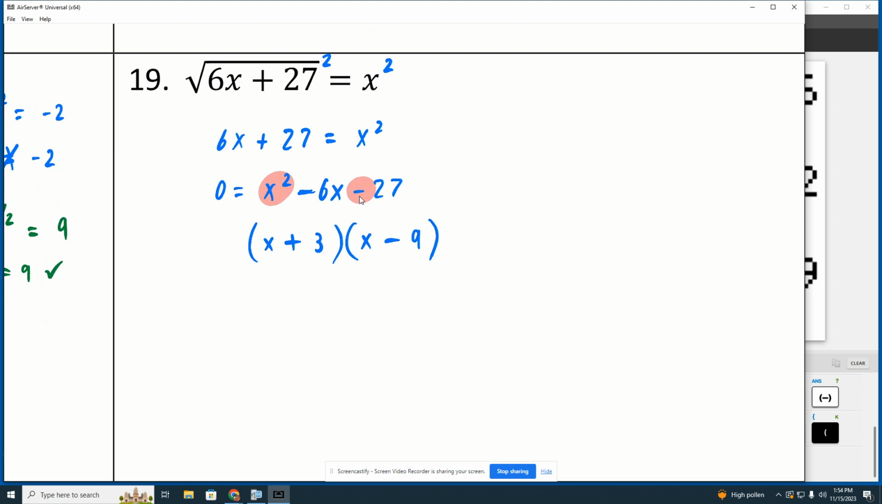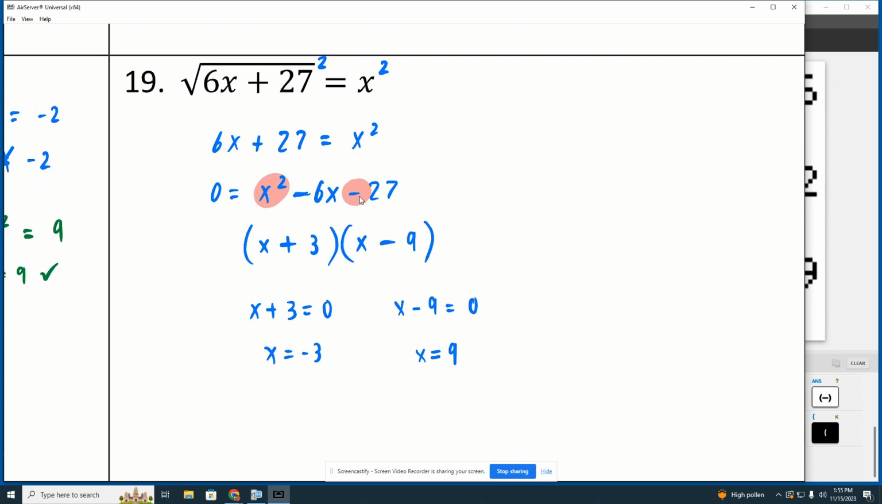So if I take those, set them equal to 0, and solve, I'm going to subtract 3. This one, I'm going to add 9. I don't know why I did that. Got a little ahead of myself. I add 9. So there's the two possible solutions. So let's go through here and let's check them.